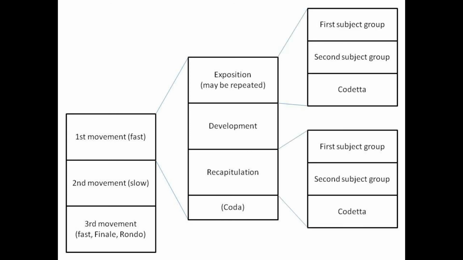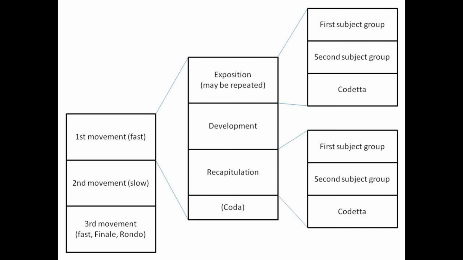If we now take a closer look into the exposition, as well as the recapitulation, we find that this section is itself divided into 3 parts. The first subject is usually strong and rhythmical. The second provides an important contrast, being lyrical and soft. The third group, the codetta, brings the energy back and the exposition to its end.